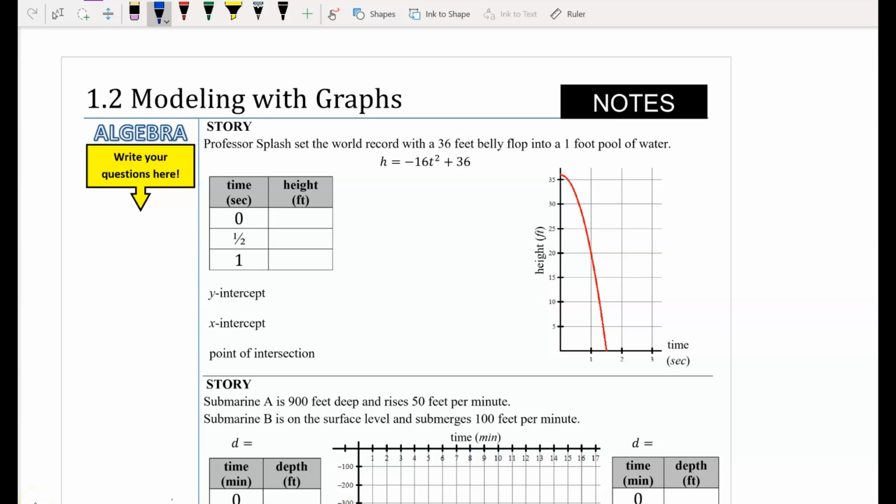Here we are at lesson 1.2, modeling with graphs. When we model in algebra, we're using an equation, a graph, a table, one or two of, or all three of those things to represent something that's happening in the real world.